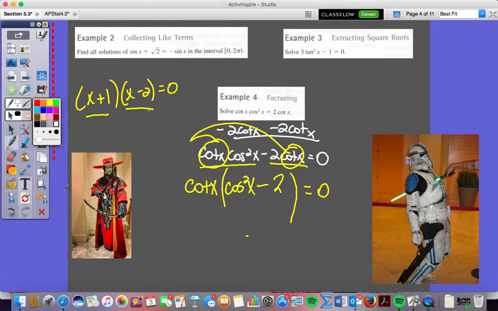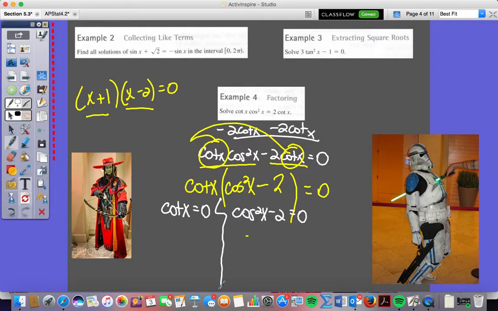So I'm going to put this down in another color so you can see it. Cotangent of x equals 0. And then cosine squared of x minus 2 equals 0. Right? Good job, Elijah. You're rocking. And Elijah had it. Now what would I need to do to get cosine squared x minus 2 equals 0, what would I need to find here? Just add 2, right?